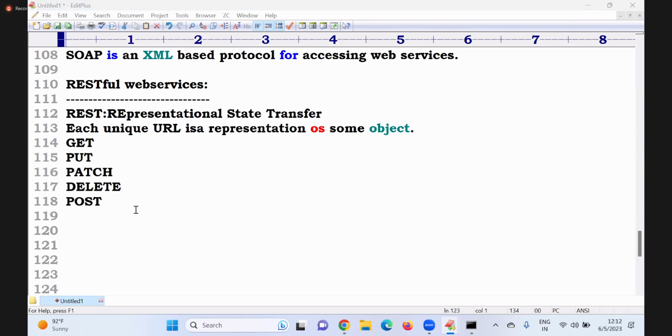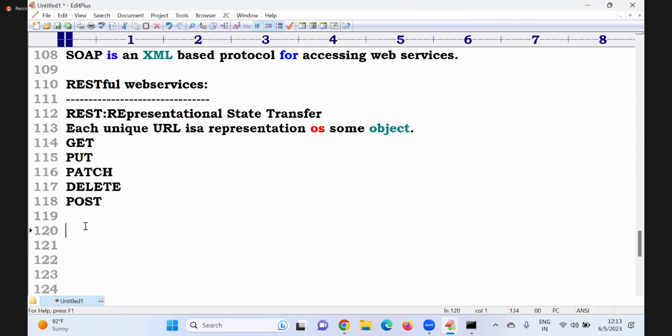No, I will give clarity, Amit. So the only problem is that RESTful has less security. It provides only one protocol, that is HTTP. SOAP-based provides multiple protocols: HTTP, SMTP, FTP, all.